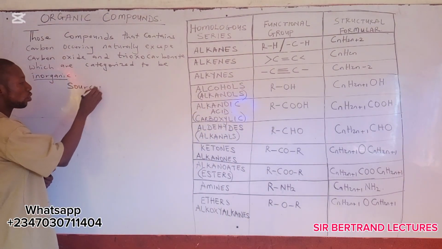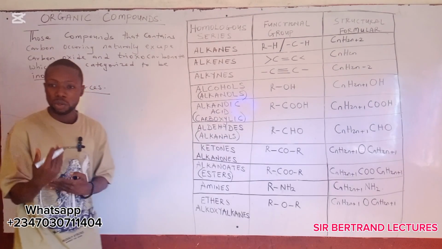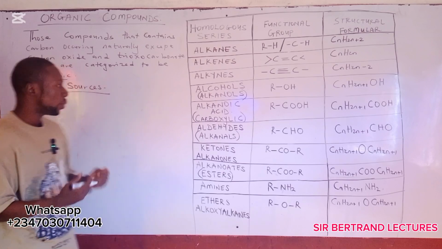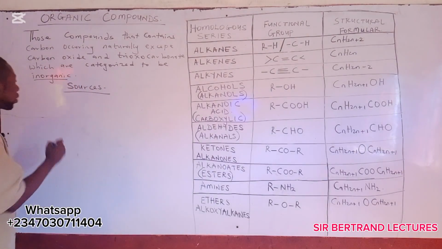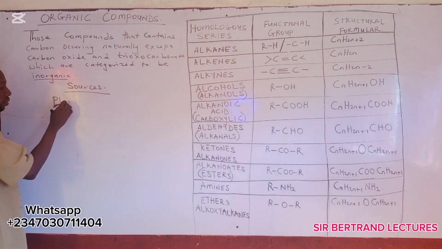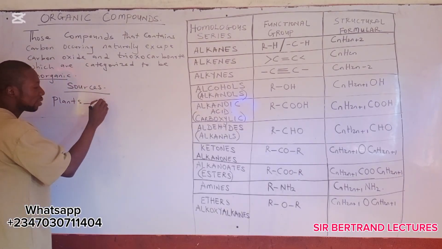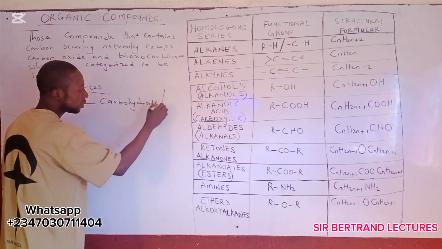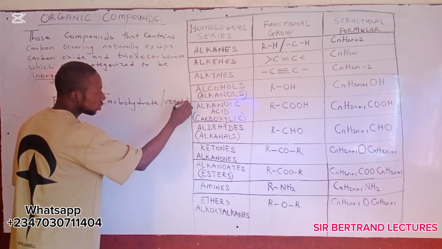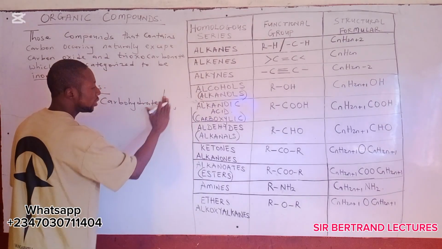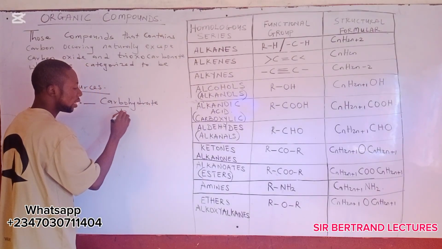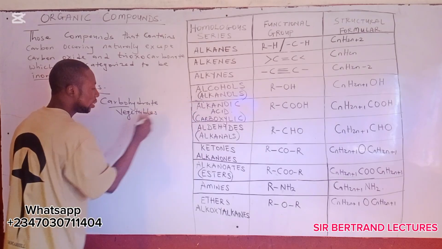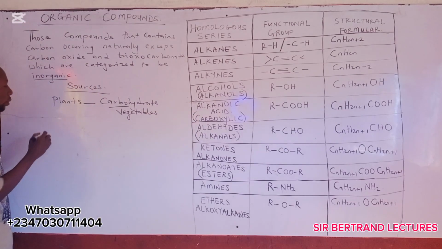Now we are going to look at the sources of these organic compounds. How do we obtain these organic compounds? Where are they naturally found? Number one, they are found in plants. Plants like carbohydrates and vegetables. Carbohydrates and vegetables contain these organic compounds.